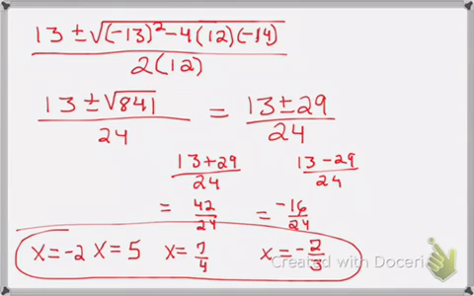Now the complete factorization, of course, will be x plus 2, x plus 5, 4x minus 7, and 3x plus 2. And that's it.